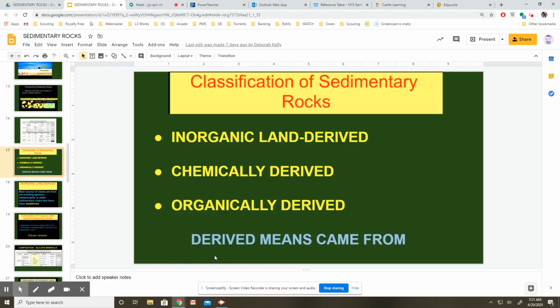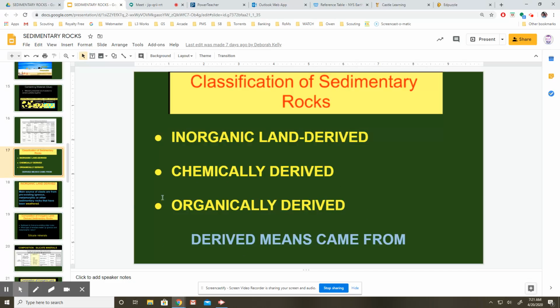But the term derived means where it came from. So inorganic land-derived means it came from the land, so it started out in a stream or in a glacier and was deposited, and it's not from a living thing. The second half of the chart does involve chemically derived, where there's an evaporation process happening and we have layers of minerals stacking on top of each other, producing a thicker mineral deposit, which is now considered a sedimentary rock.